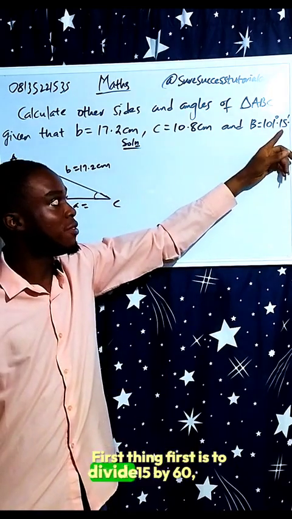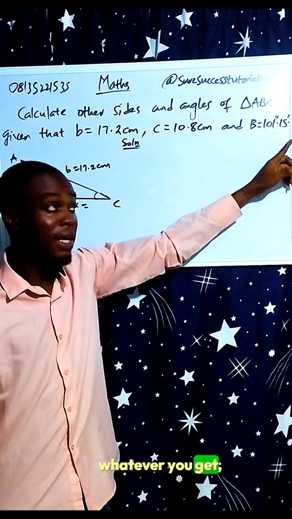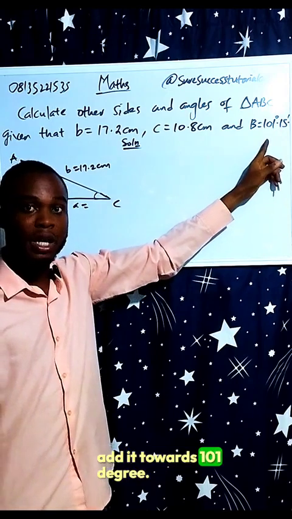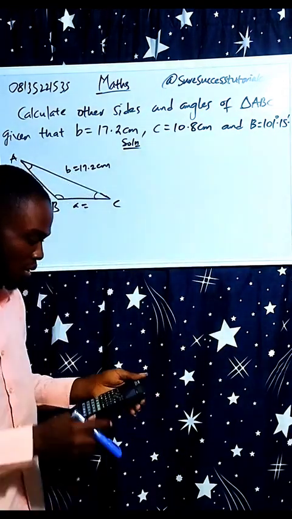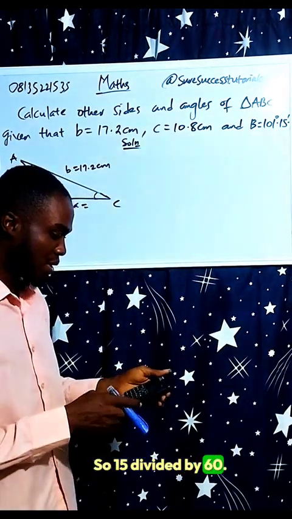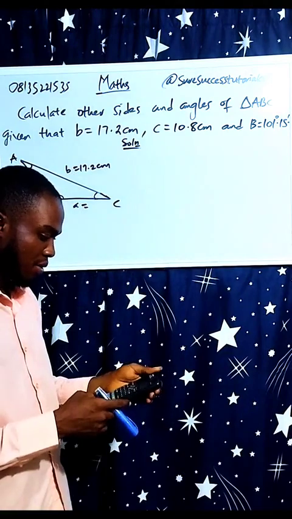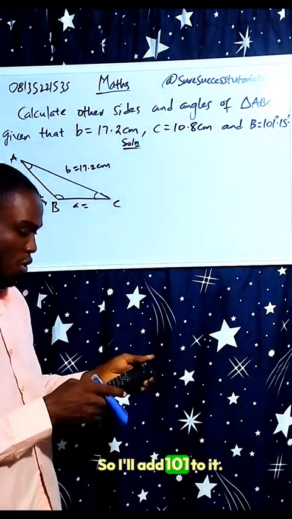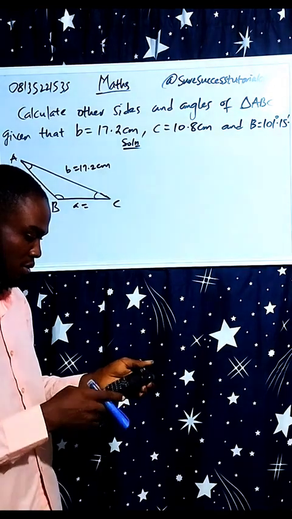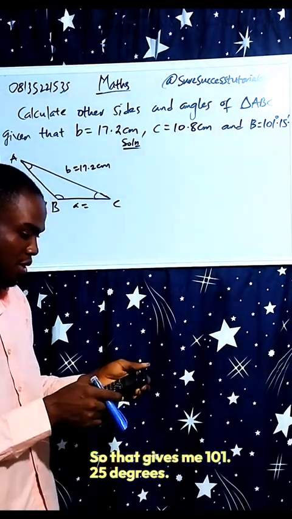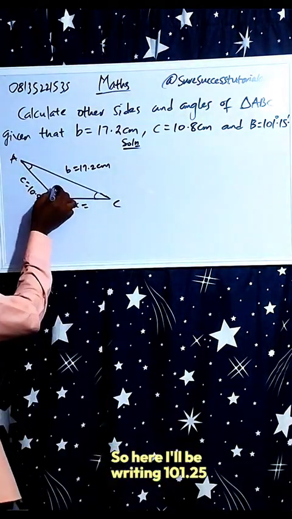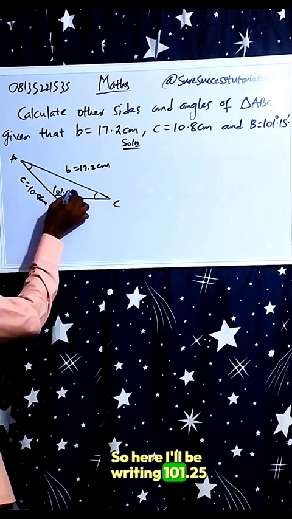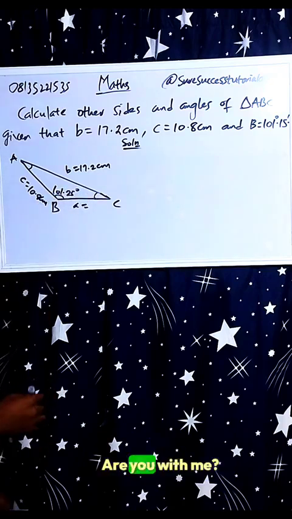What do I do? First thing is to divide 15 by 60. Whatever you get, add it to 101 degrees. Am I making sense? So let's do that. 15 divided by 60, and I'll add 101 to it. That gives me 101.25 degrees. So here I'll be writing 101.25 degrees. Are you with me?